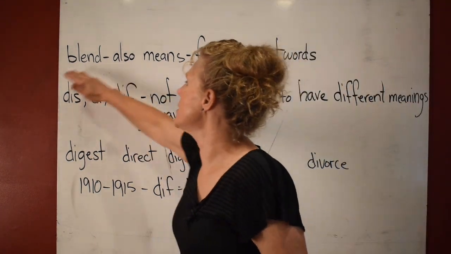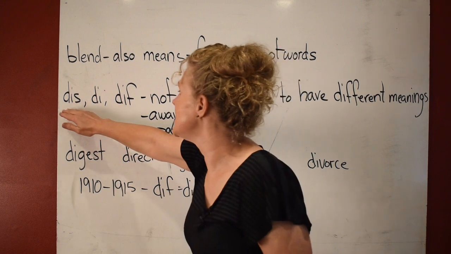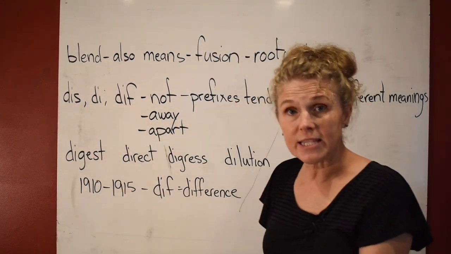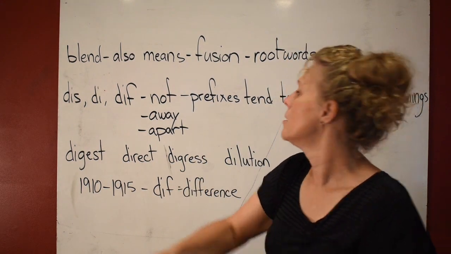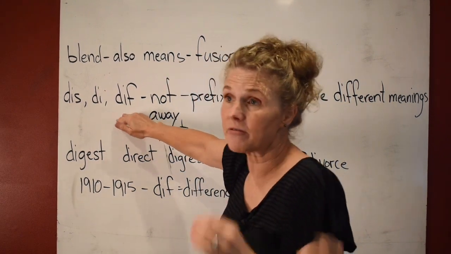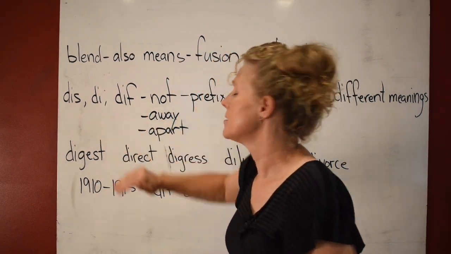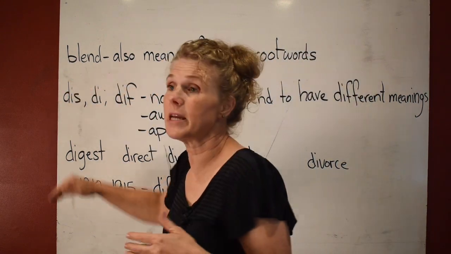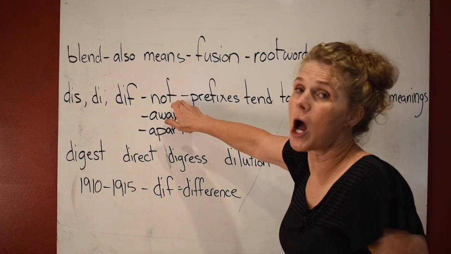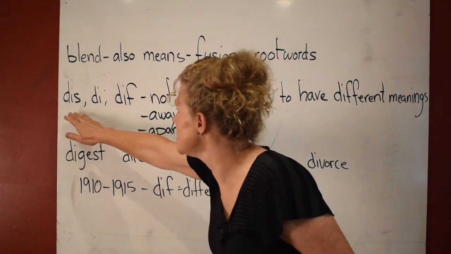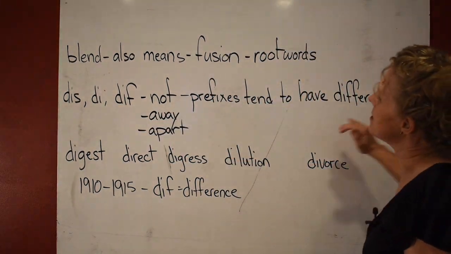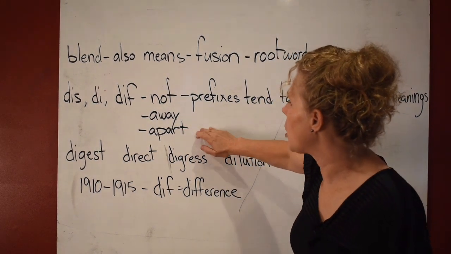So now let's go into our prefixes. The dis section, you're going to have DIS, DI, and DIF. Sam, I want you to know DIF. There's only three of these: DIS, DI, and DIF. Paul, say them. DIS, DI, DIF. Now, this can be confusing in some other ones. There's only three here; there are some that have a lot more. It means not. Prefixes tend to have different meanings, so it can also mean away, apart.